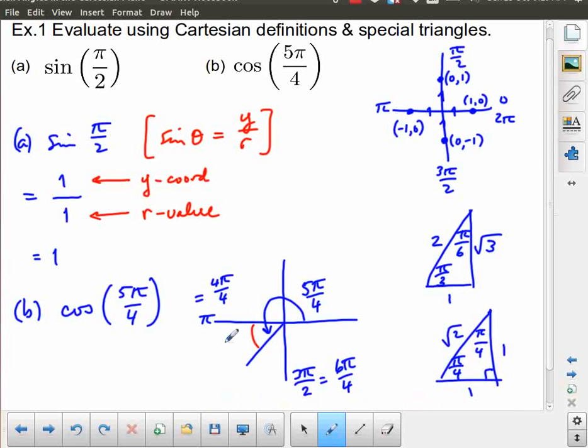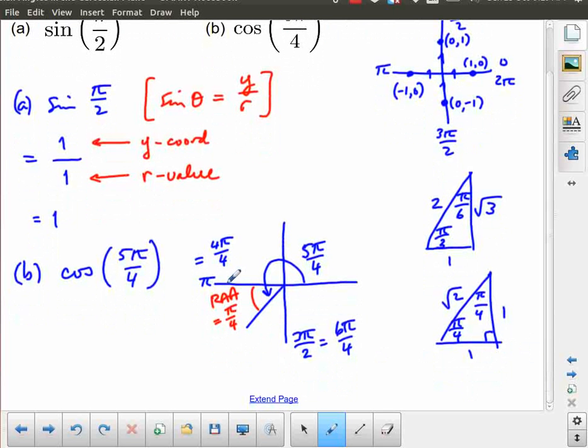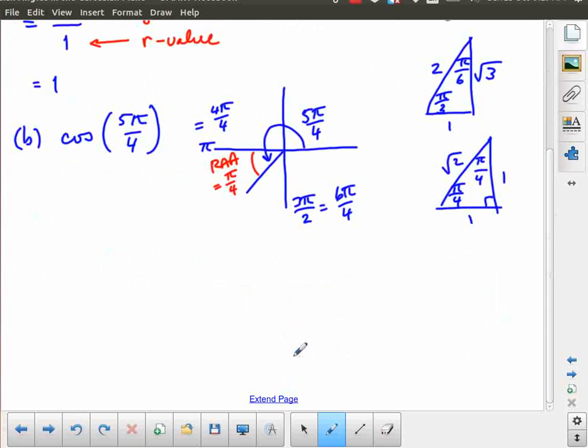That means my related acute angle is right here. And if this one is 5 pi by 4 and it's just past 4 pi by 4, in that case my related acute angle is equal to pi by 4. So that's the first thing we do, we have to figure out what's the related acute angle. But the next thing we have to figure out is, if we express it in terms of that related acute angle, we have to take into consideration the cast rule.